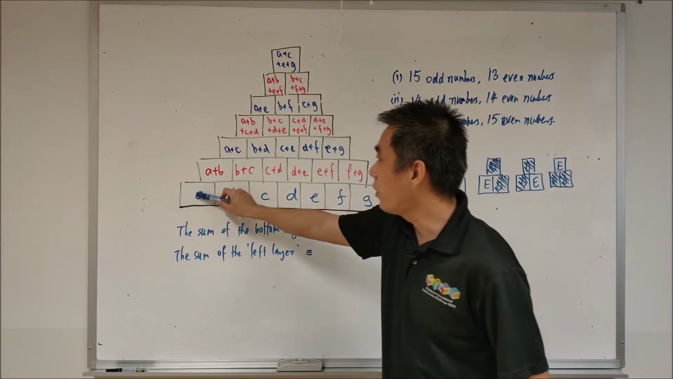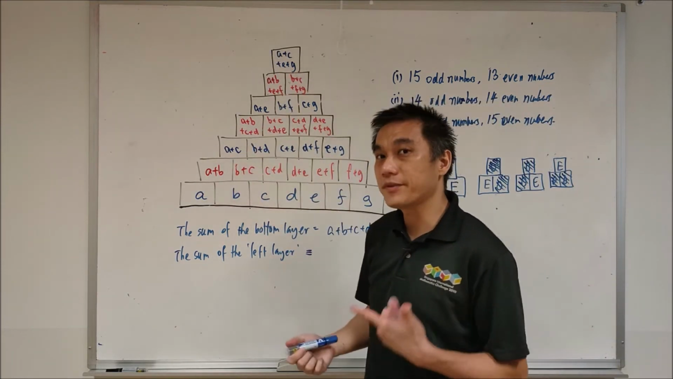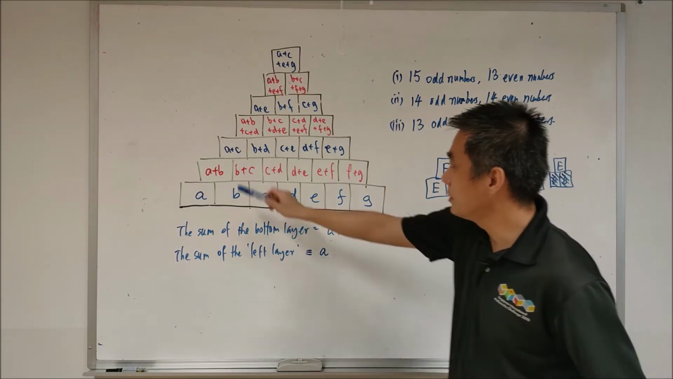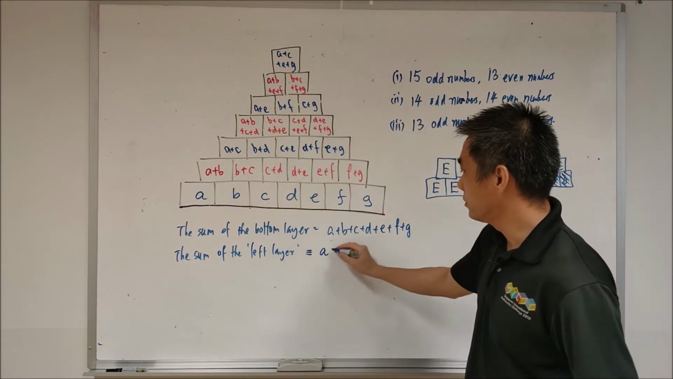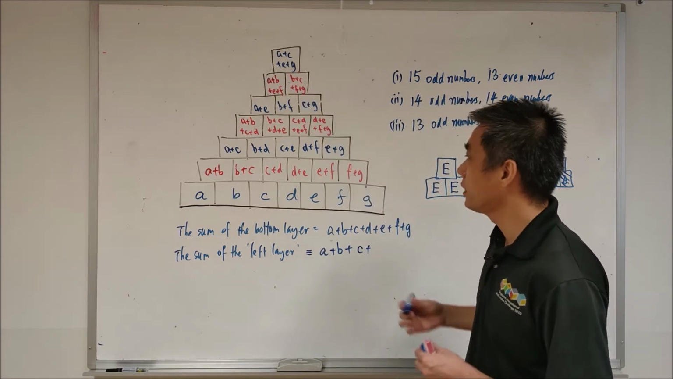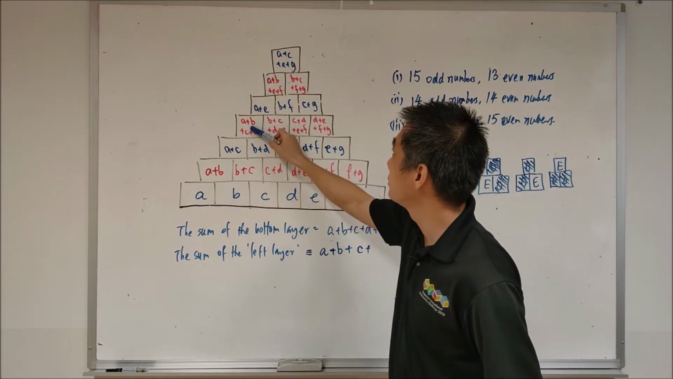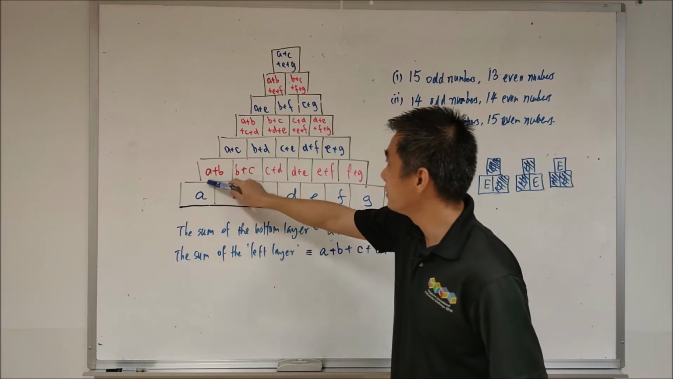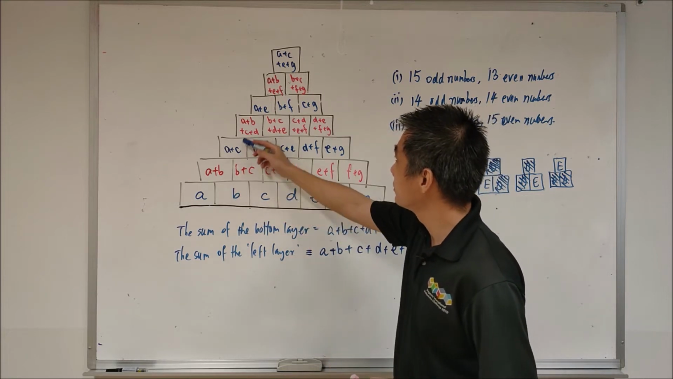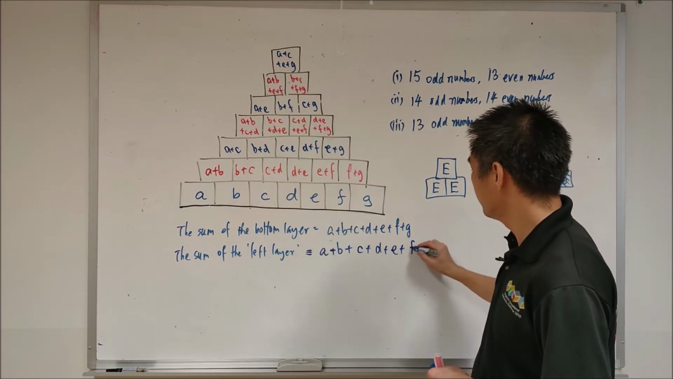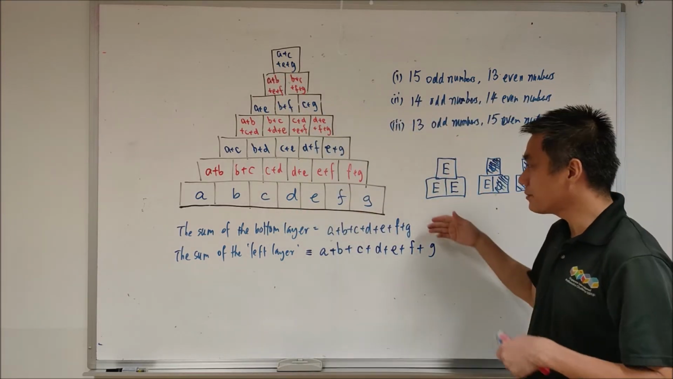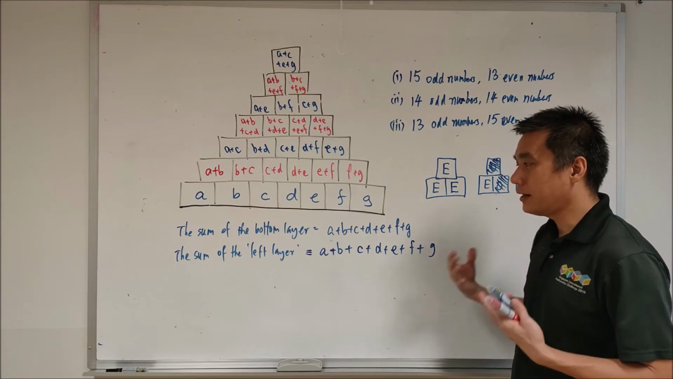So we can see that there are 1, 2, 3, 4, 5, 6, 7, 7A, and it is congruent to 1A. For B, it is 1, 2, 3. So it will be B. For C, 1, 2, 3. And for D, it is 1. And for E, it is 1, 2, 3. F is only 1. G is only 1. So we can see that the parity of these two layers are exactly the same.